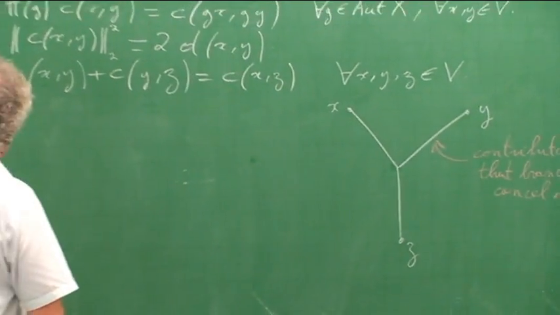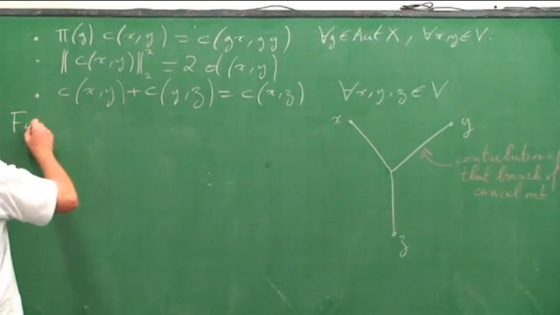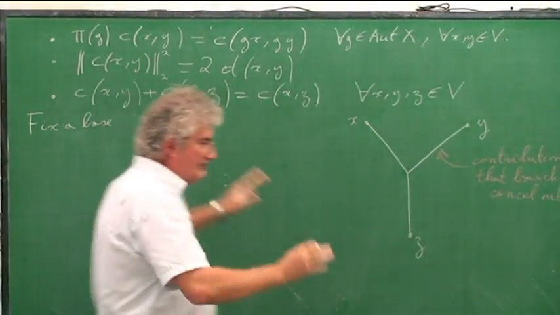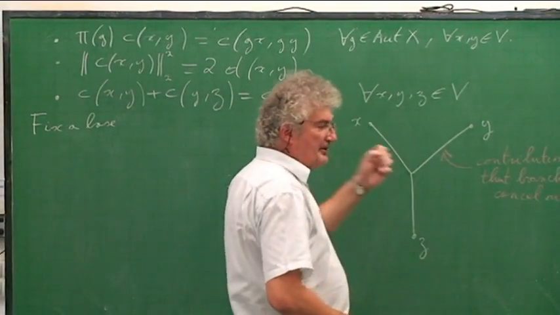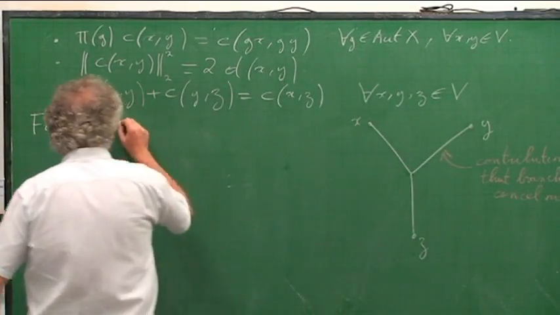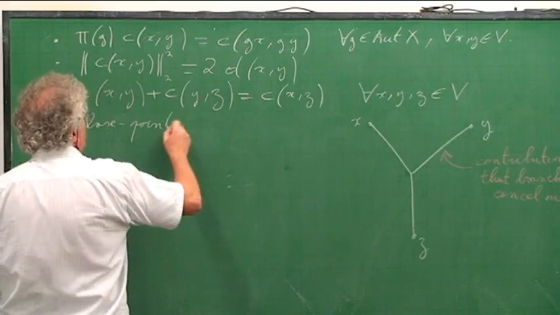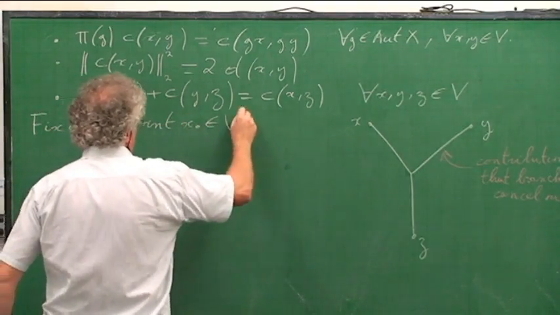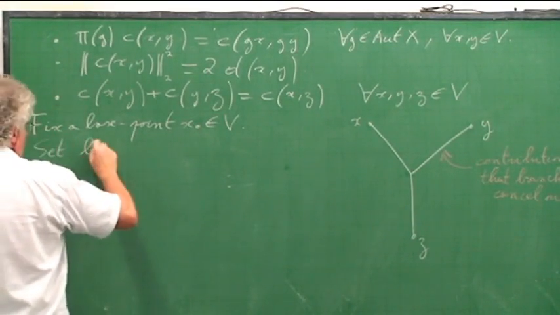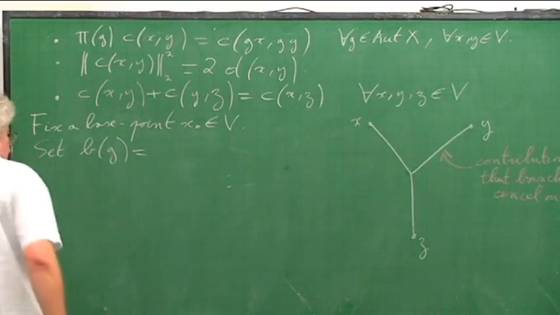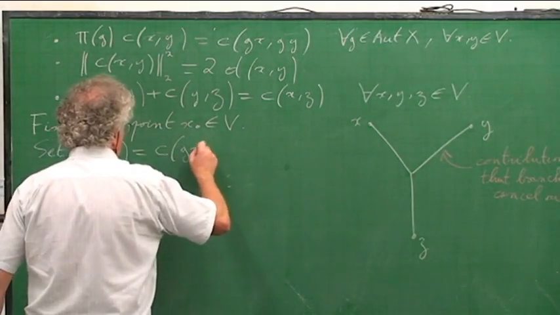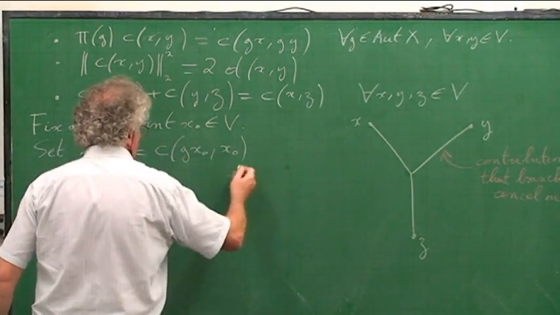So that's the proof of this relation. And now, so far everything was canonical, and now I'm going to do something non-canonical. I'm going to fix a base point x naught in V. And I will define the cocycle V of g. This will be C of g x naught, x naught.